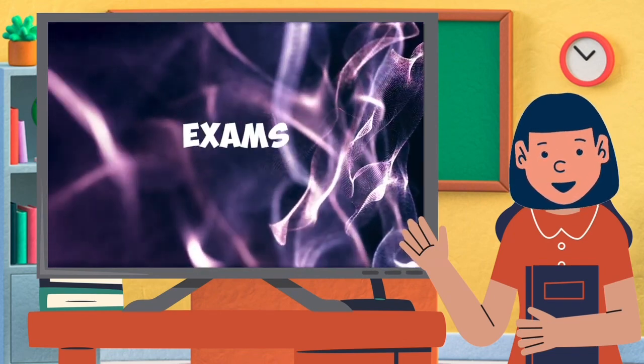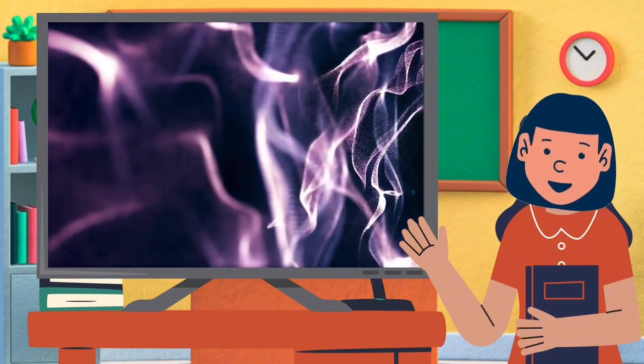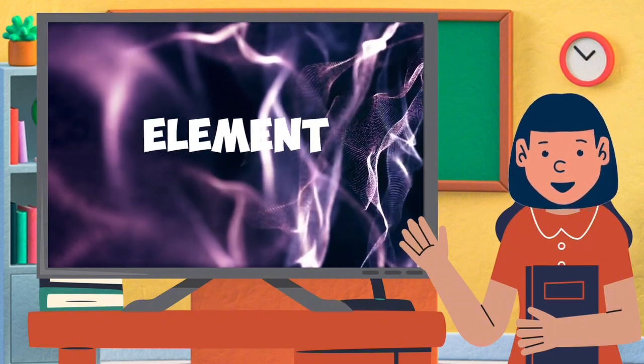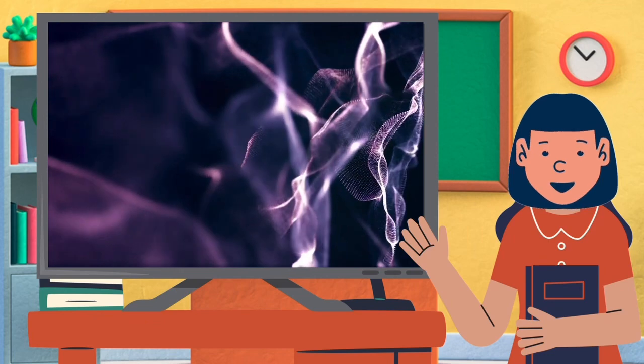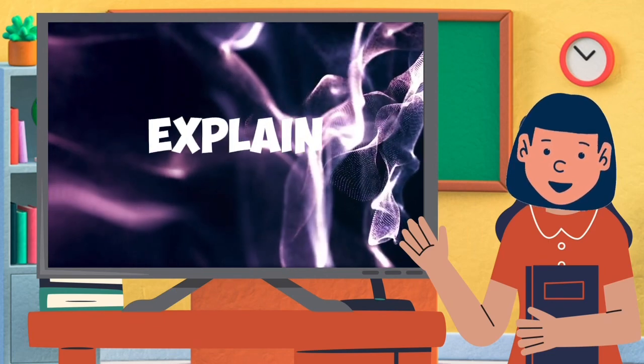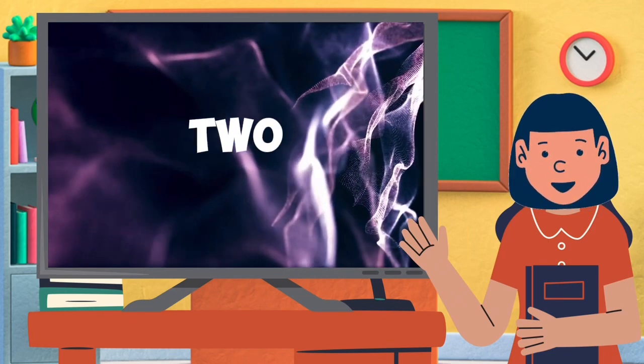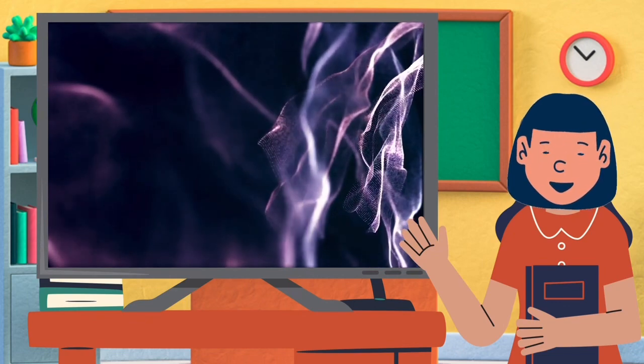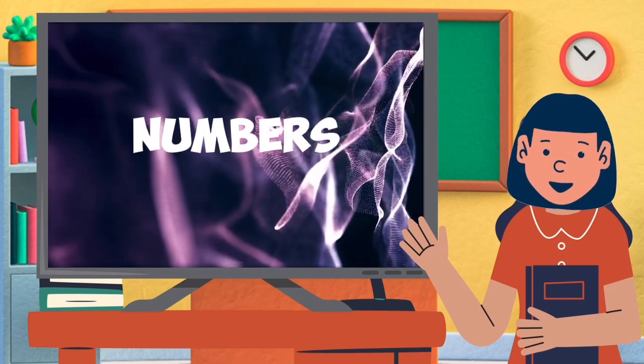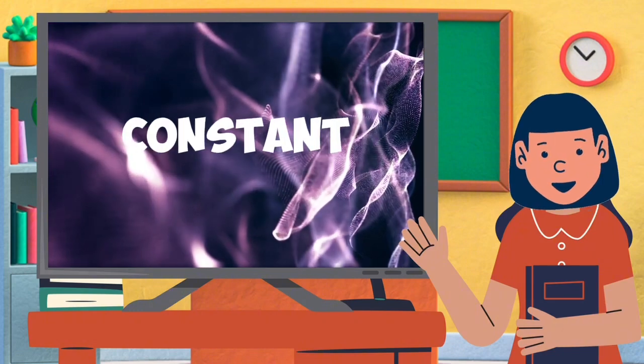A common topic in exams is isotopes. Isotopes are atoms of the same element with different numbers of neutrons. An exam question might ask you to explain isotopes or compare 2 isotopes of an element. Remember to mention the difference in neutron numbers while the proton number remains constant.